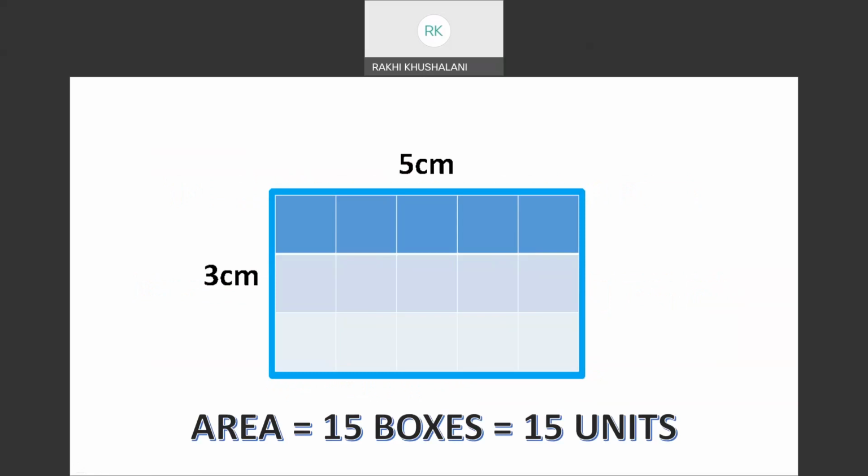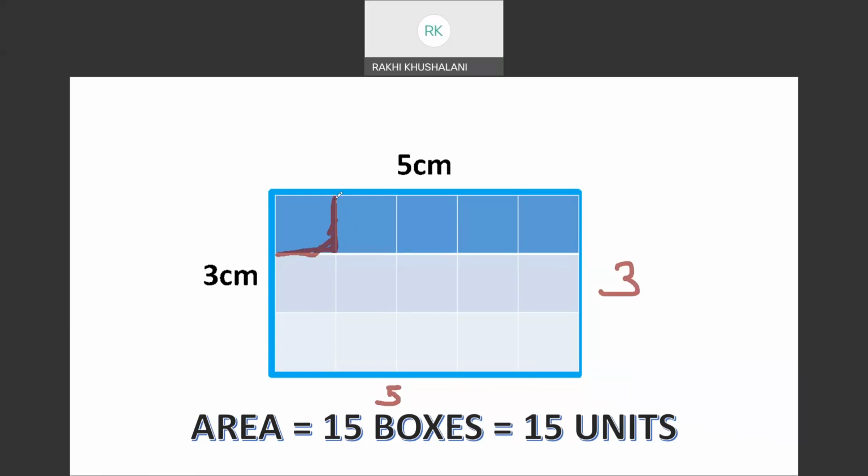Now suppose this is a rectangle with one side as 5 centimeter and the other side as 3 centimeter. Again, the opposite sides are the same, so this will also be 5 and this will be 3. Now, if I fill up this area with equal-sized squares, all the squares are of equal size. Okay, the measurement of all the squares is the same.